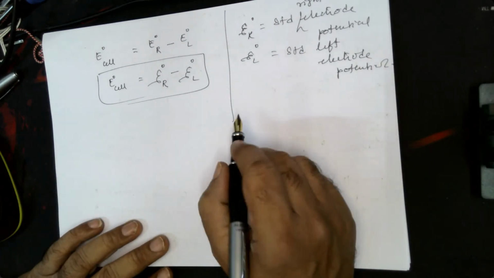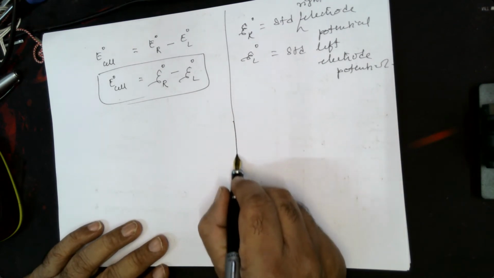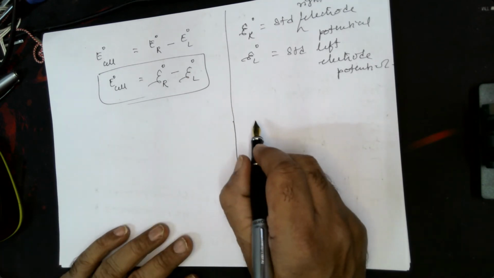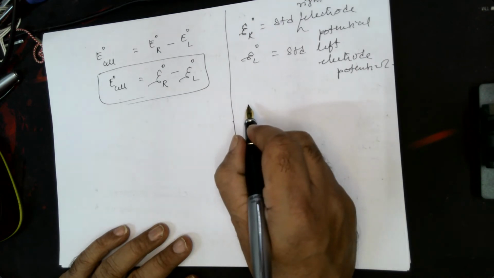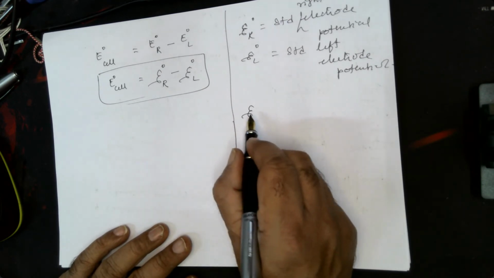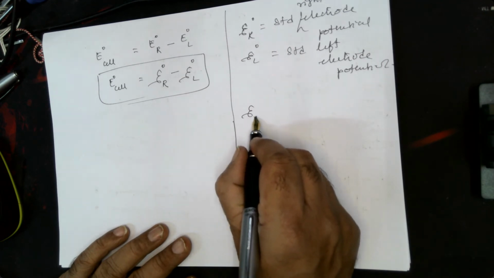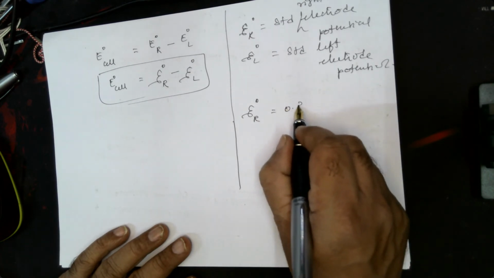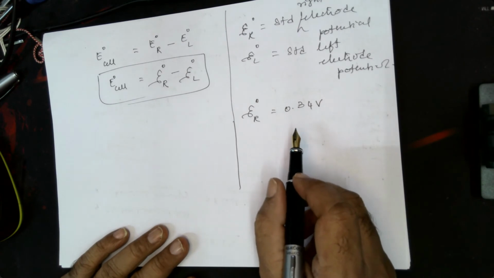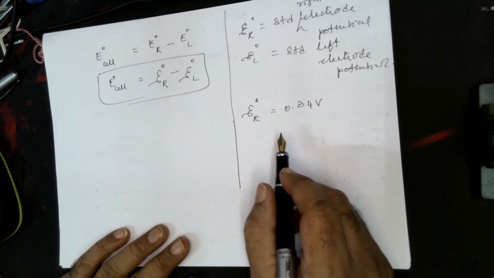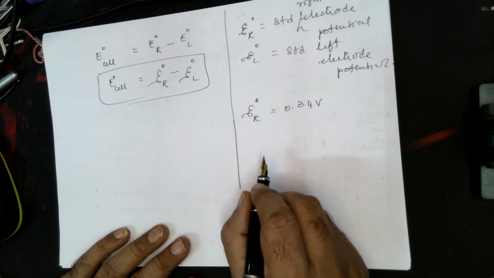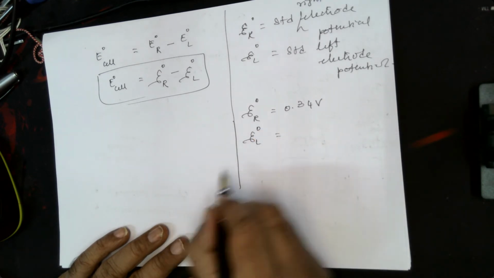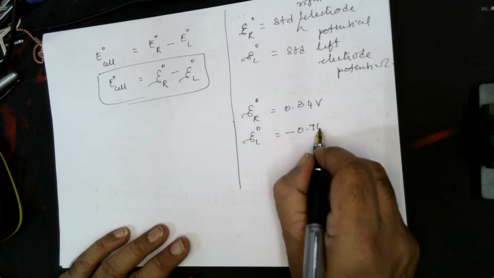And we have a certain set of standard values. Probably this will be given, or you have to refer to the reference tables, the electrochemical series. So here you have the value of the standard electrode potential of right electrode equal to 0.34 volt. And the standard left electrode potential is minus 0.76 volt.